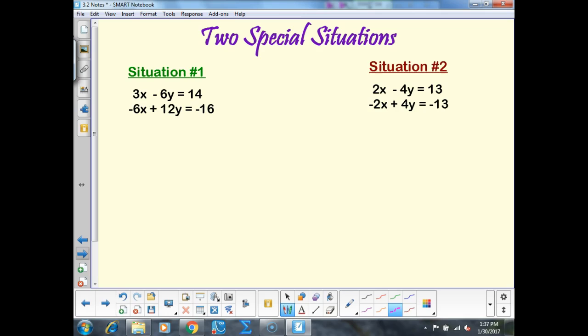Now, we have two special situations in substitution, just like we had two special situations in graphing. The first one is going to deal with something, and the second one's going to deal with another thing too. So, let's do situation number 1 first. Okay?